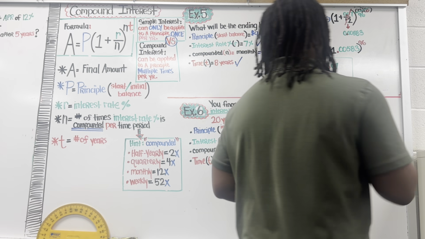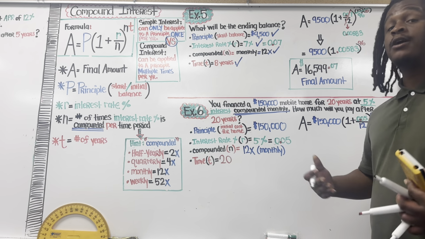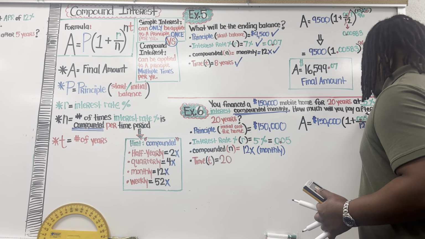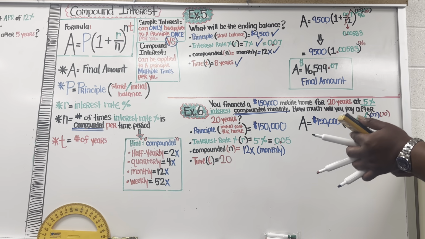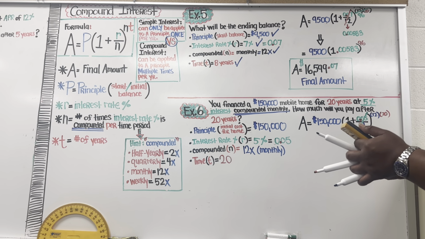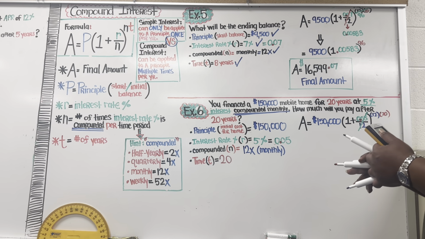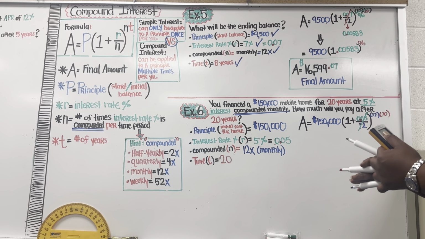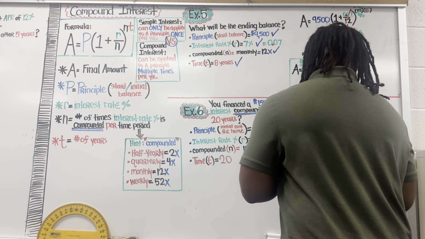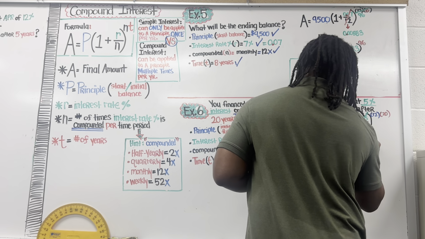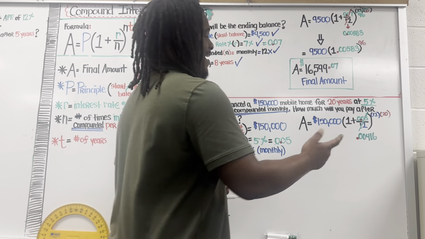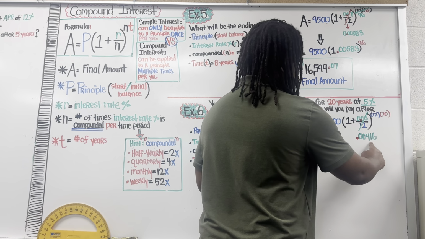All right, guys. Once again, PEMDAS, order of operations, we always start off with what's inside the parentheses. So we want to simplify what's inside the parentheses first. I'm going to divide 0.05 divided by 12. That's going to come out as 0.00416, right? And then I add this to 1, it's going to be 1.00416, right?